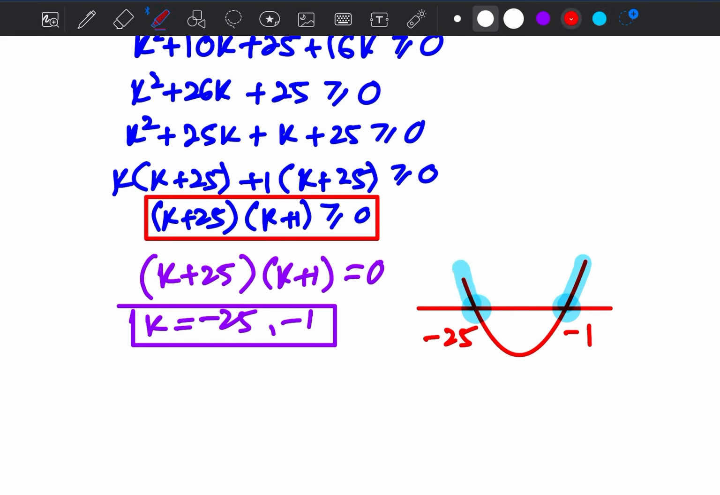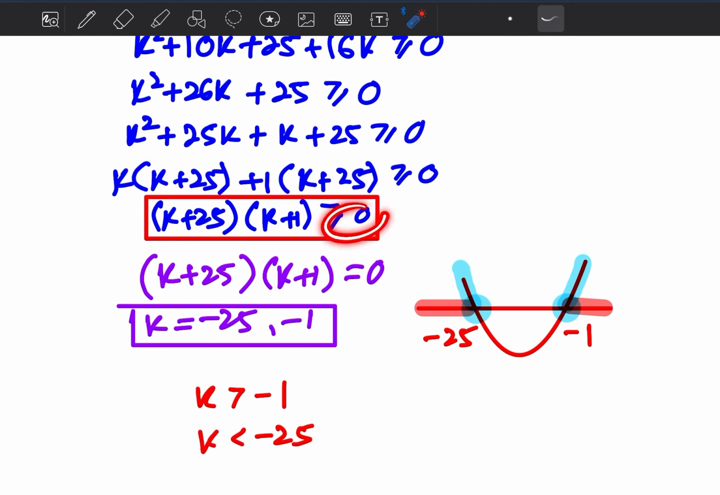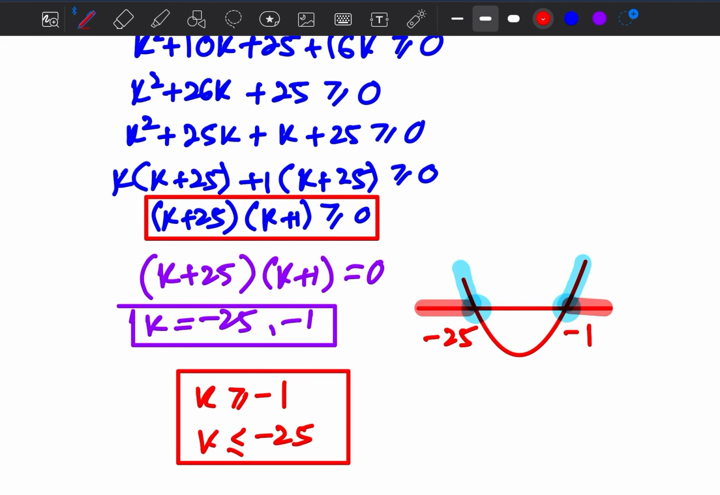So at what k values? k is greater than minus 1, k is less than minus 25. So my answer is k is greater than minus 1, k is less than minus 25. Since it is equal to 0 as well, I'm going to write k is greater than or equal to minus 1, k is less than or equal to minus 25. This is going to be your final answer.